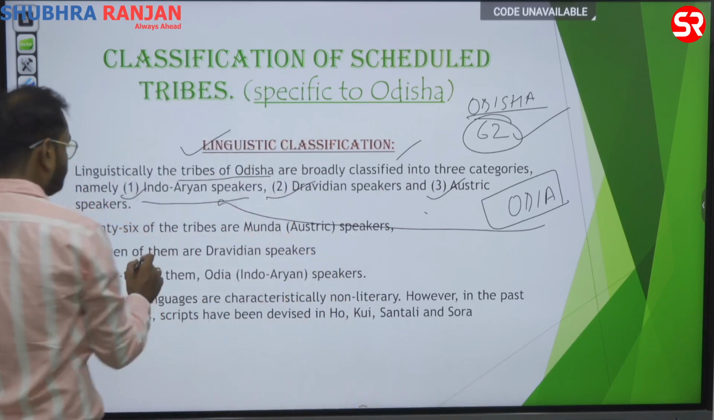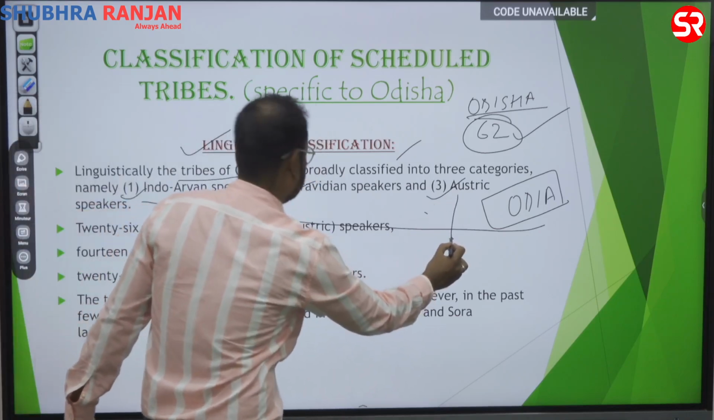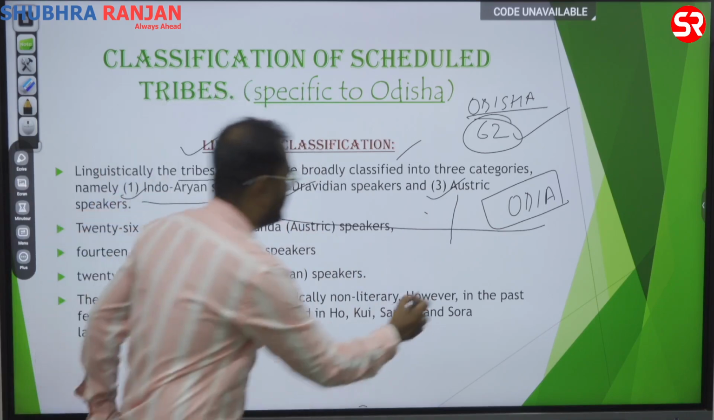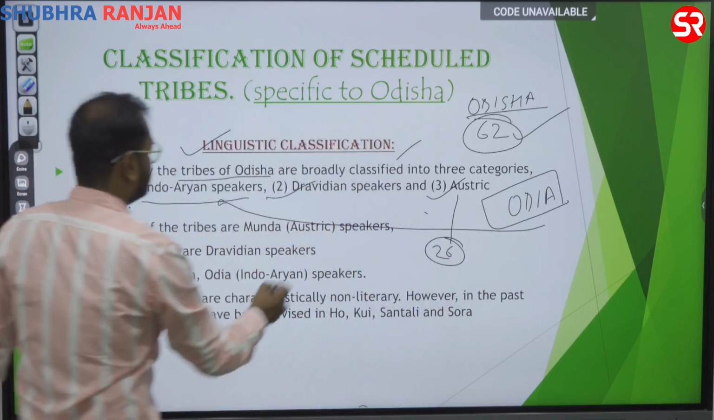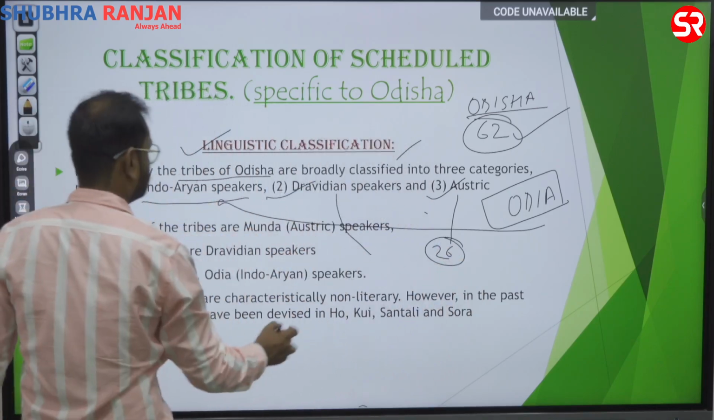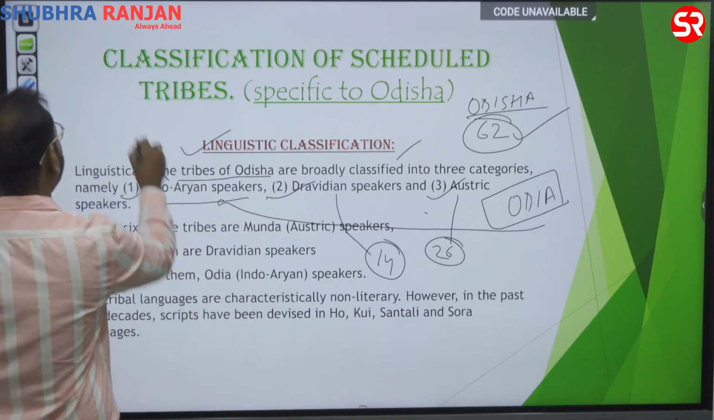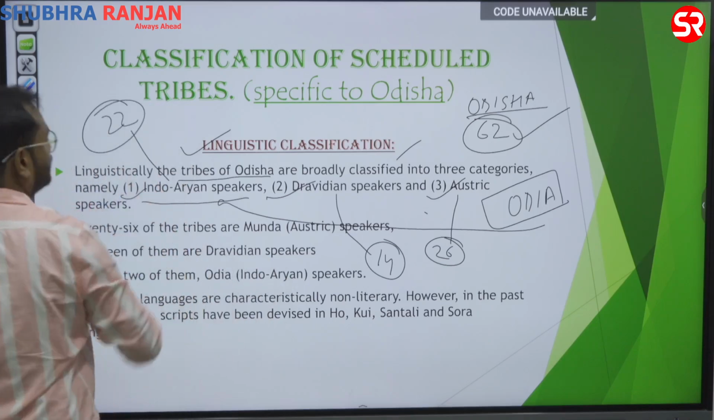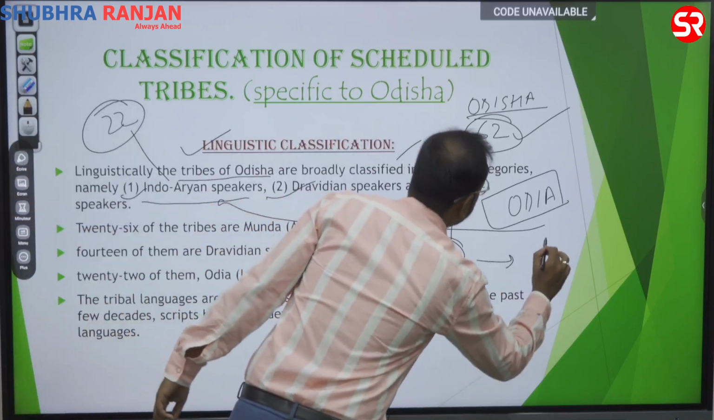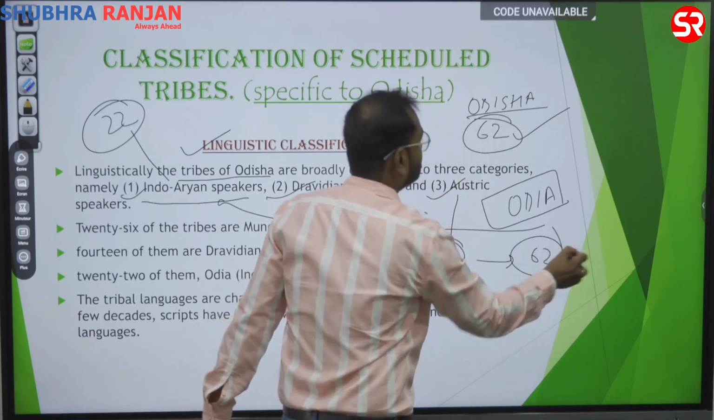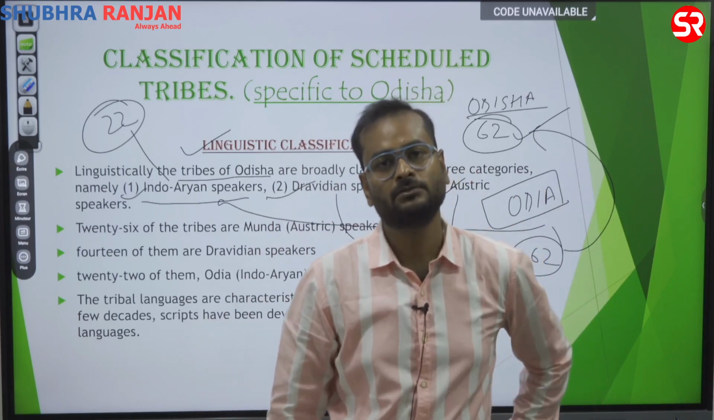See, Austric languages, how many tribes speak the Austric language? They are 26, okay? How many speak Dravidian languages? There are 14. How many speak the Indo-Aryan language? There are 22 in number. Can you add them all? When you add them all, you will be getting 62. Isn't it the same as the total number of different tribal communities?